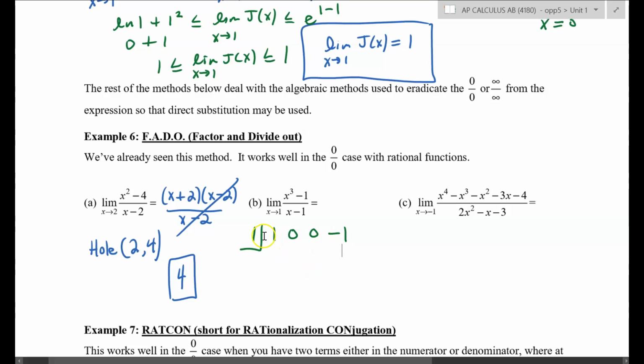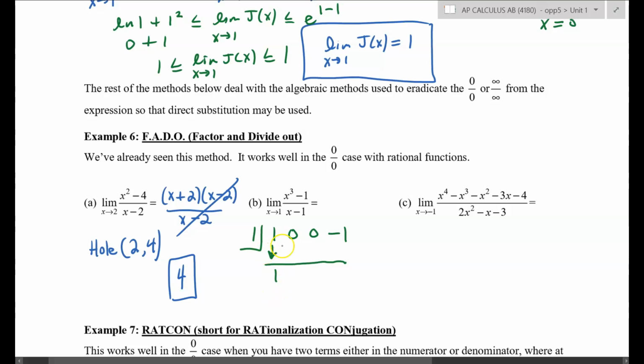And when we use synthetic, what did I put in the box? I put the root of the divisor. And what do I put here? I put the coefficients in order. So I have 1x cubed, I have no x squareds, I have no x's, and I have a negative 1. Down comes the 1. Now what? How do I do this? What do I do? Multiply, add, multiply, add, multiply, add.